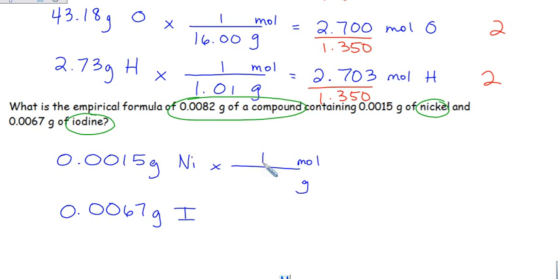On my periodic table, the molar mass of nickel is 58.69 grams. And then I want iodine in moles. The molar mass of iodine is 126.91. So let's see what we get when we plug these in our calculator. I mean, they're going to be ridiculously tiny. Yikes.